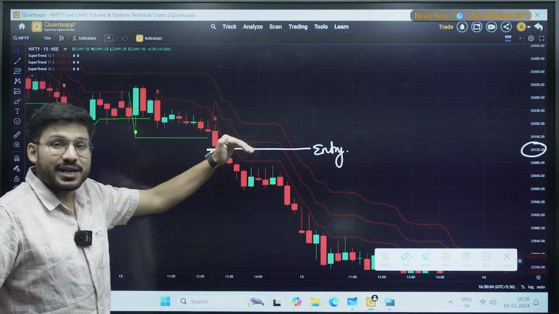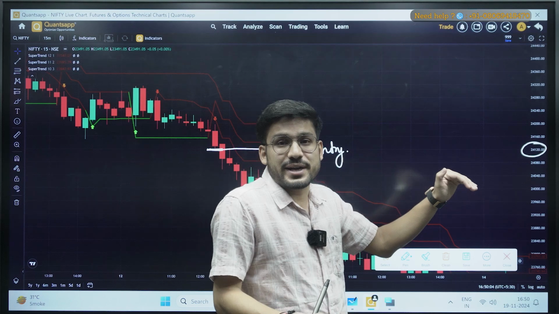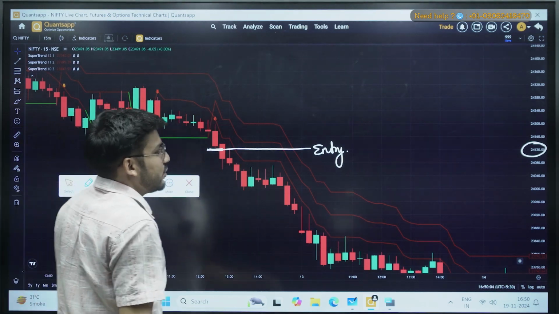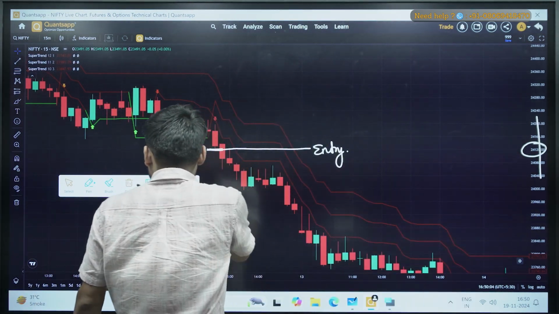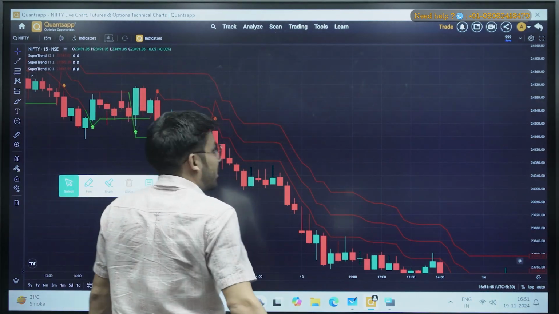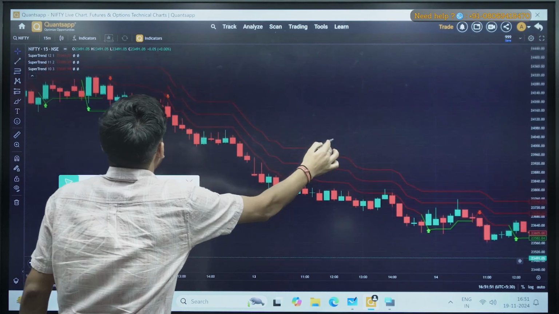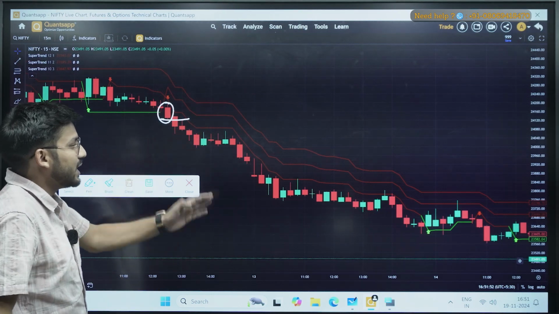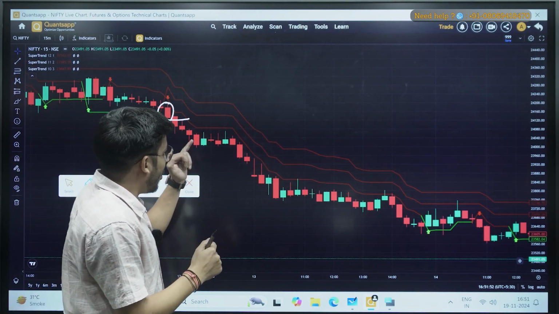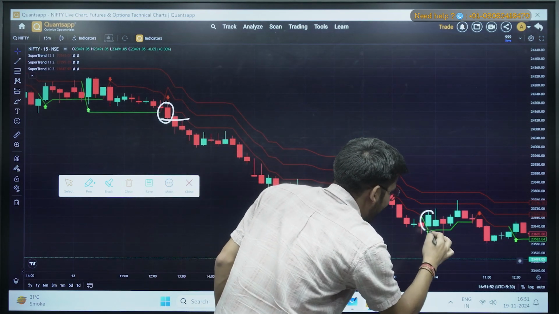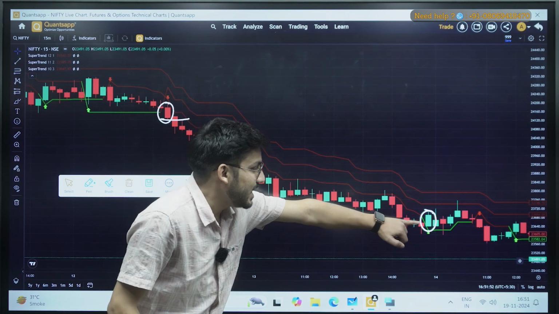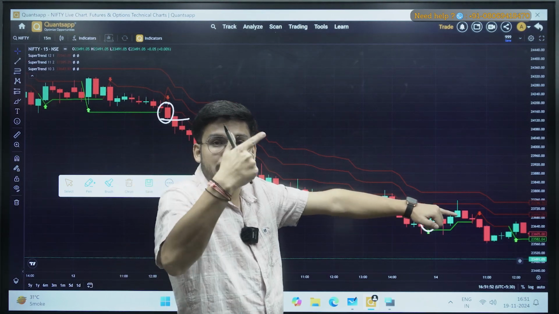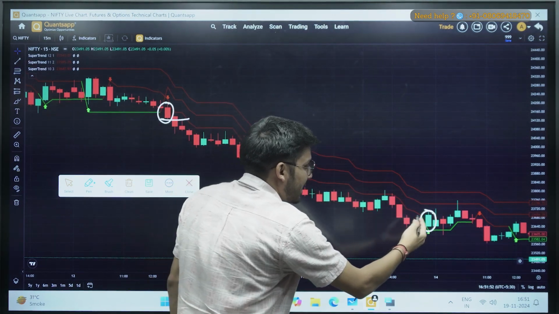Now the question remains, when I have to exit from my trade. For the exit, when we were taking the entry, at that time we were waiting for the market to break all three super trends. So this was our entry when the low was broken out. Now I will exit from the trade on this candle, when any candle will break any of the super trends, or you can say when any candle closes above any one of the super trends. At that time I will exit from my trade.